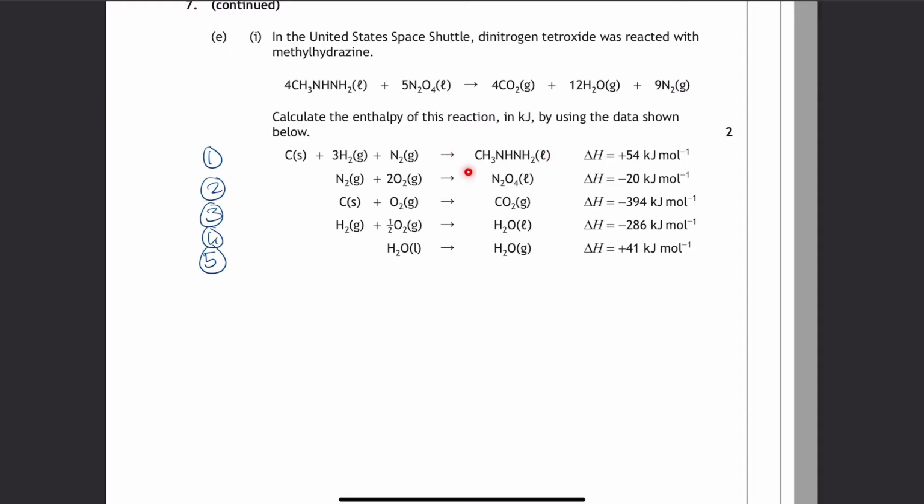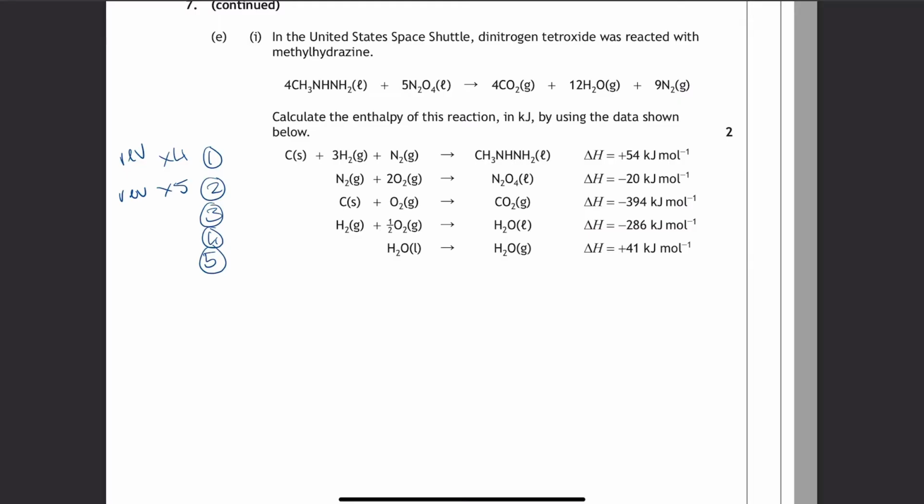I can see that's in reaction 1. Now it's on the wrong side, we need it on the left, so we're going to have to reverse this, but we also need 4 moles of it, so we're going to have to times it by 4 as well. So I'm just going to make a note to myself that I'm going to reverse it and times it by 4. Then N2O4, I can see that in equation 2. Now again, it's on the wrong side and we need 5 moles of it. So I'm going to reverse that as well and times that by 5.